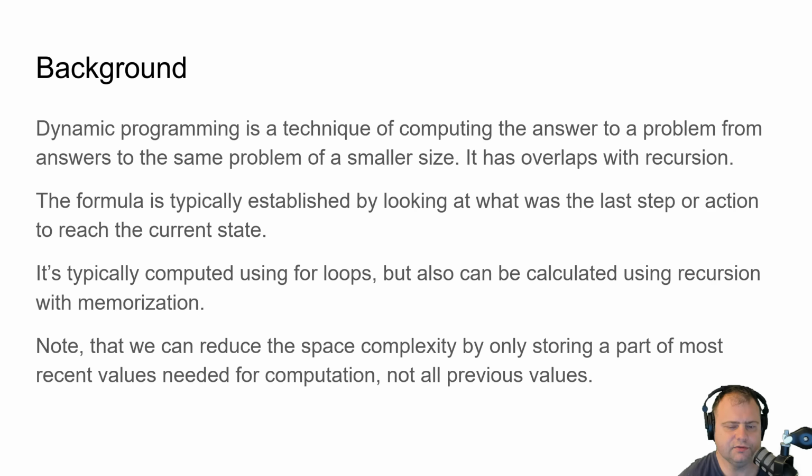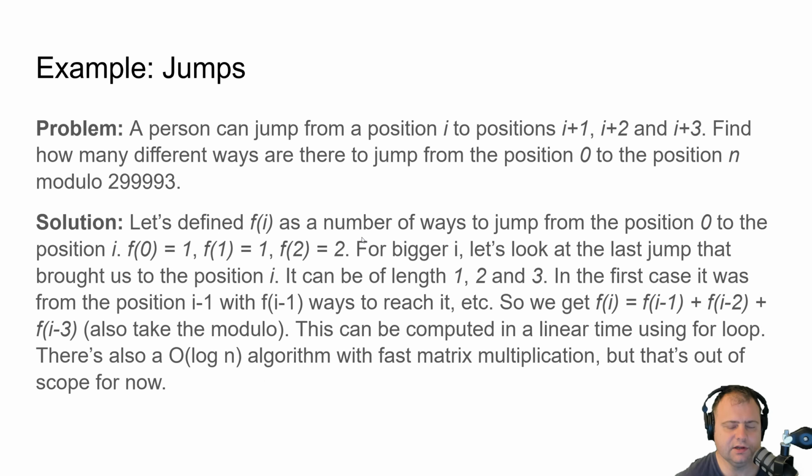It's typically computed using for loops, but we can also calculate it using recursion with memoization. Another trick is that you can also reduce space complexity by only storing a part of the most recent values needed for computation, not all previous values. For example, for the Fibonacci sequence, you only need to store 3 variables. You can keep shifting values in them instead of storing a full array. It's a minor technique because usually time complexity is the main concern, but still a nice thing to know.